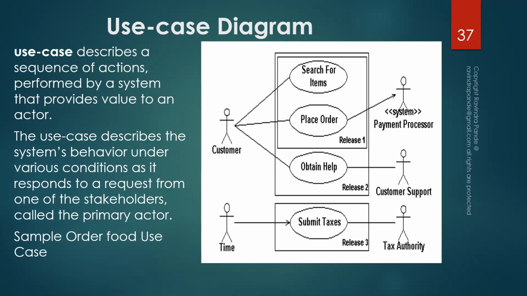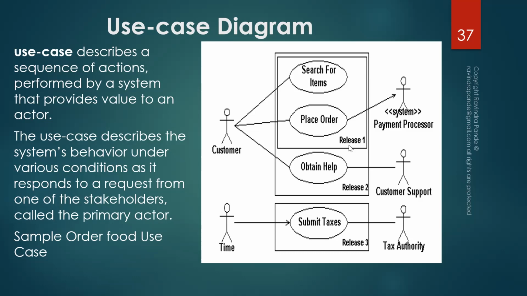So use case describes the system's behavior or a response to an actor under various conditions. And these conditions are normally the user clicking this button, that button, typing this thing, that thing, and so on and so forth, as it responds to a request from one of the stakeholders. So users are the stakeholders normally, right? As we have seen, whoever has a keen interest in the application proceeding is normally called a stakeholder, right?